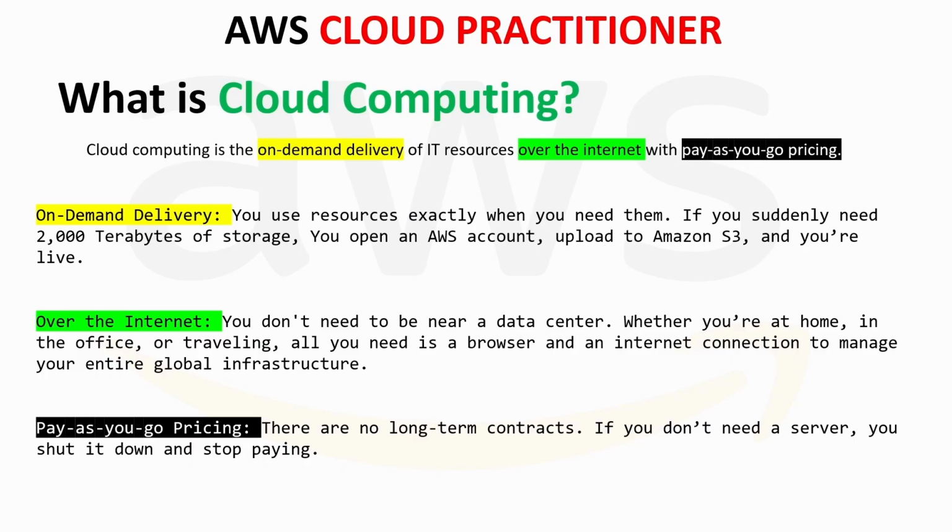With AWS, you are using their world-class data centers. This shifts the burden of heavy lifting like hardware maintenance and power redundancy onto Amazon. This allows your team to stop worrying about cables and cooling and start focusing on what actually matters. That is innovation and your customers. To reiterate, on-demand delivery over the internet with pay-as-you-go pricing. Keep that definition front and center as we move through the rest of this course.